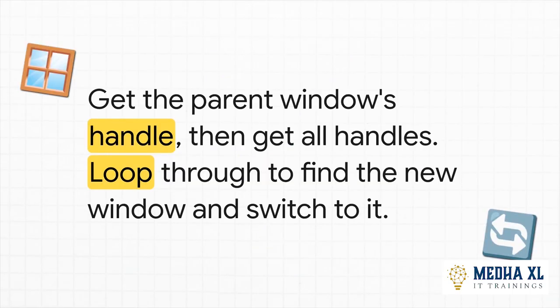The way this works is that Selenium gives every single window a unique ID, which it calls a handle. So the pattern is pretty simple. First, you grab the handle of the window you're currently in, the parent window. Then you ask for the handles of all the open windows. From there, you can just loop through them and find the one that isn't your original parent, and then you can switch your driver's focus over to that new window.